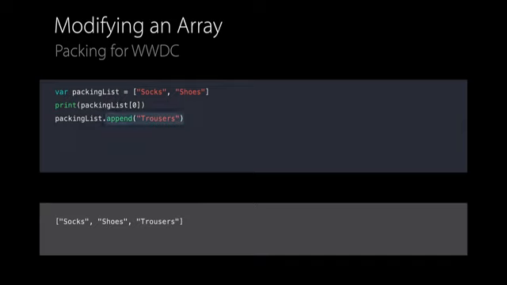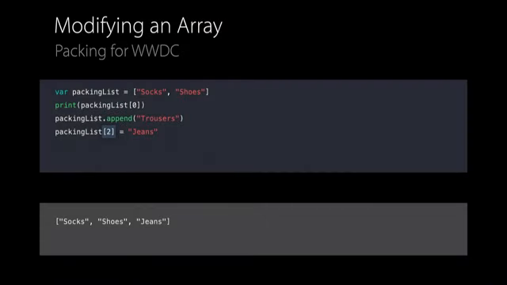But there's a problem here. The conference is in America, and they don't call them trousers. They call them pants. And that's going to cause all kinds of confusion. So let's change a value in our array. Let's change this to be jeans instead. Again, we use a subscript to do so, to change the item at index 2. Jeans are called the same thing everywhere, so this shouldn't cause confusion.